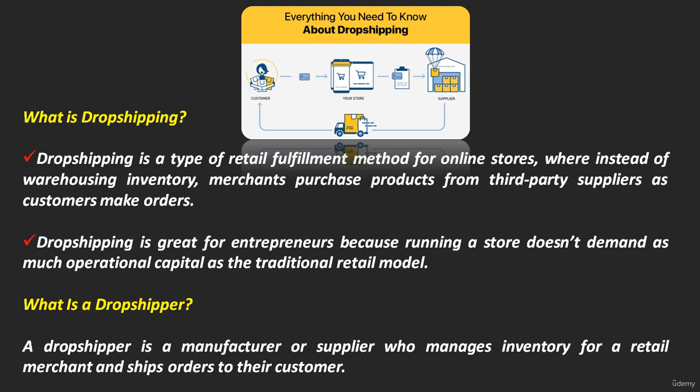Sound familiar? For the retail store manager, when it comes to shipping and order fulfillment, this is mostly a hands-off process. The merchant doesn't have to stock products and order inventory in bulk or physically fulfill the order in any way. Instead, the third-party supplier will ship products on the merchant's behalf. Dropshipping is great for entrepreneurs because running a store doesn't demand as much operational capital as the traditional retail model. You don't have to open a brick and mortar store, hire employees, keep the lights on, pay overhead, or stock products.